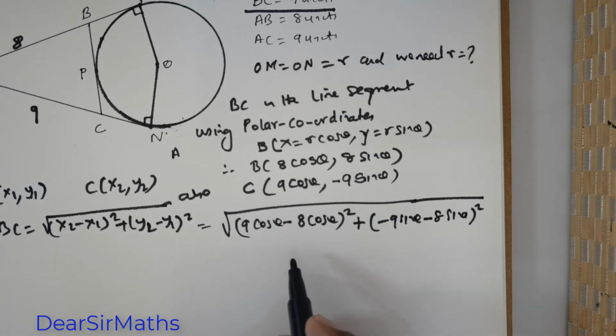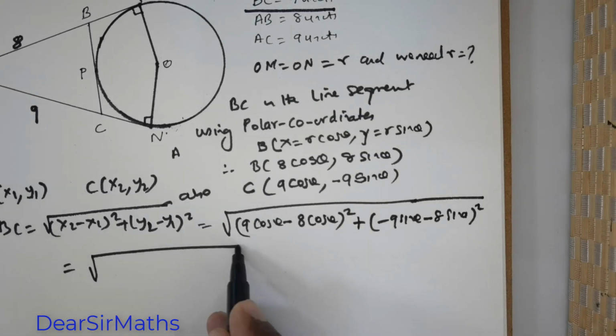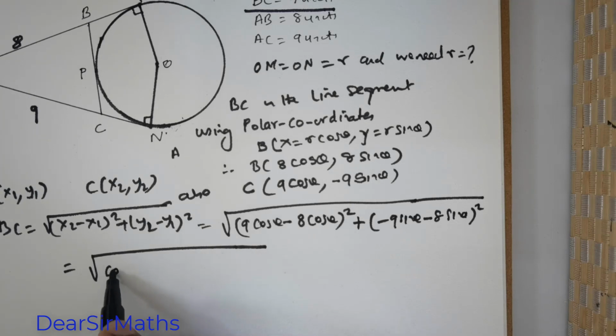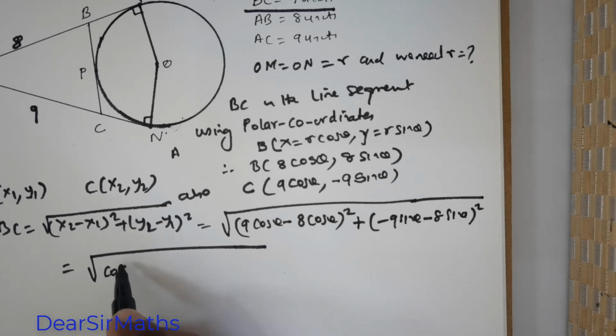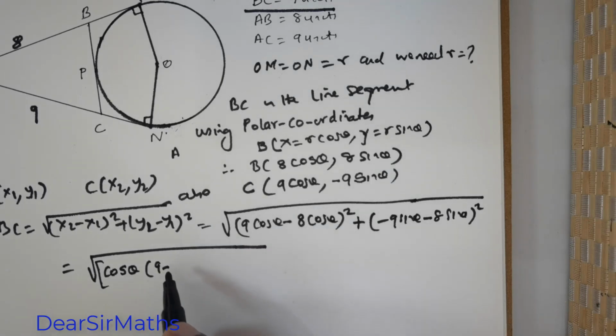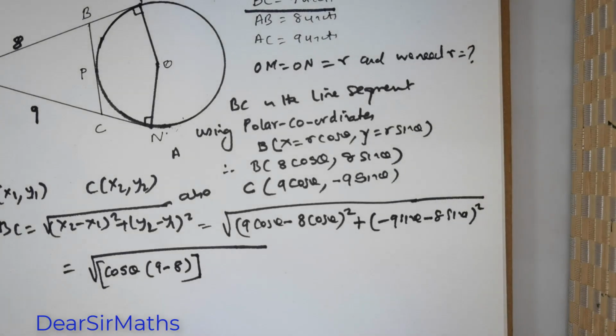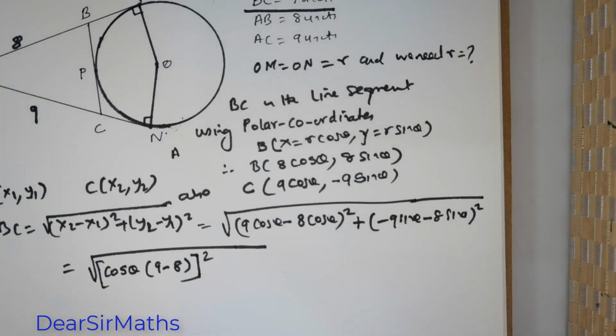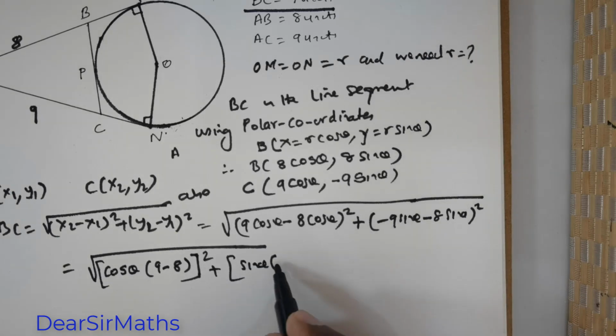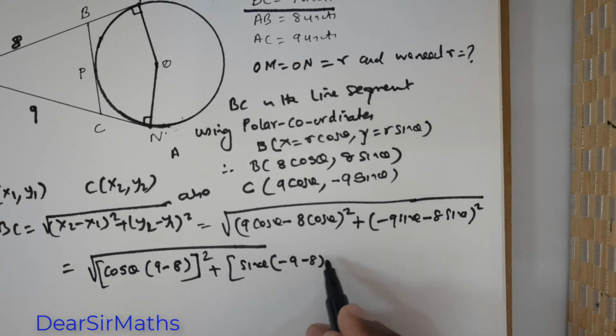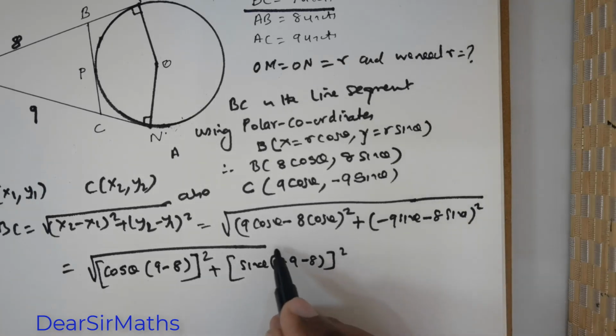Now I can simply take cos theta out. So this is going to be, if I were to take cos theta out, let me just write it in this fashion. Cos theta is taken out, of course, this is going to be 9 negative 8 times whole squared. So this has got a degree 2, place that, followed by, I'm going to take sine theta out, sine theta of negative 9 negative 8, there is a square there, place that.